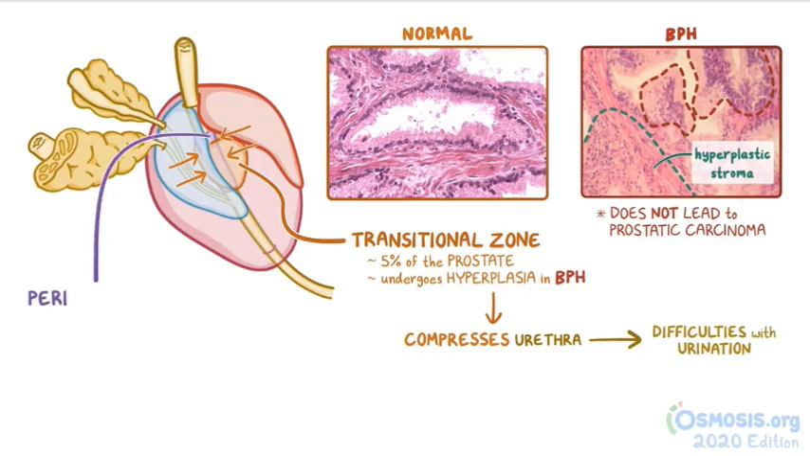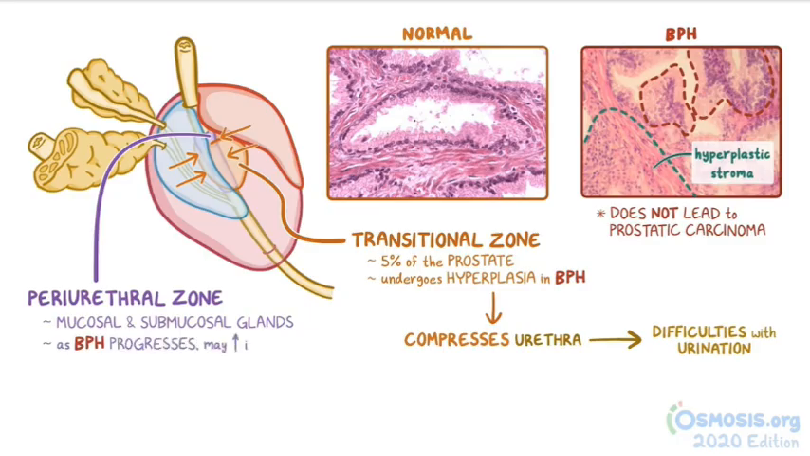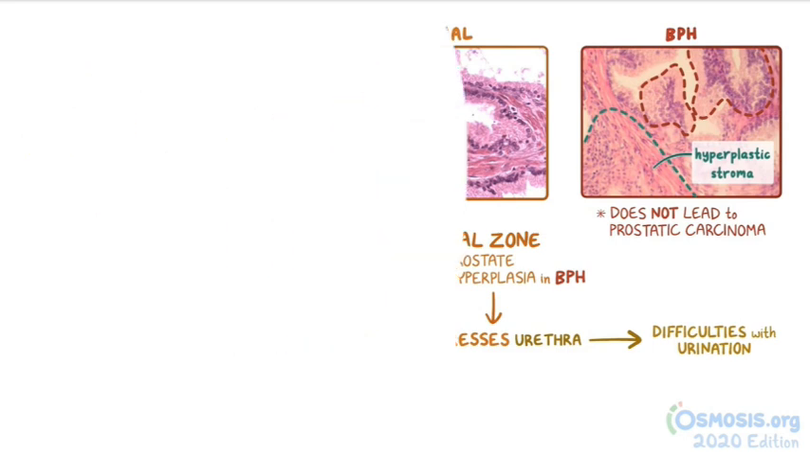And finally, the periurethral zone is a small zone surrounding the urethra, which contains mucosal and submucosal glands. As BPH progresses, this zone's stromal components may also increase in size and contribute to urethral compression. Although the different zones are not clearly separated histologically or anatomically, they are important clinically due to their associations with different pathological processes. Alright, as a quick recap.